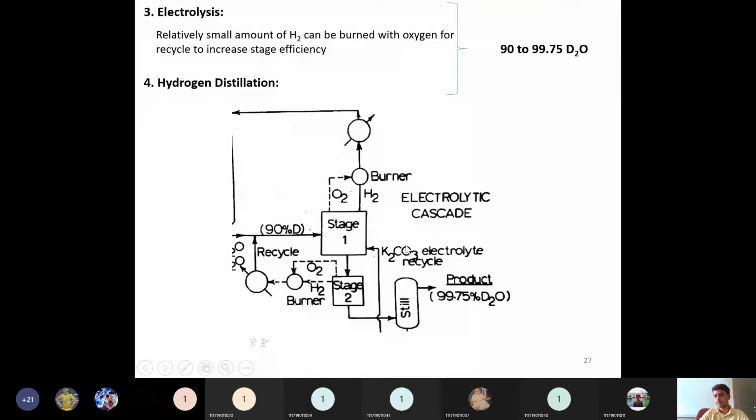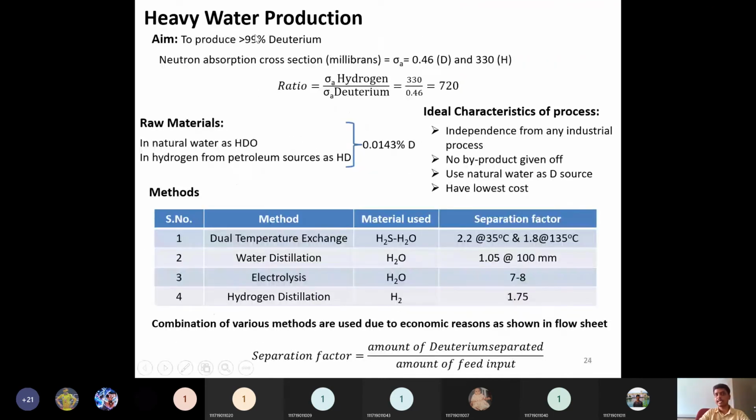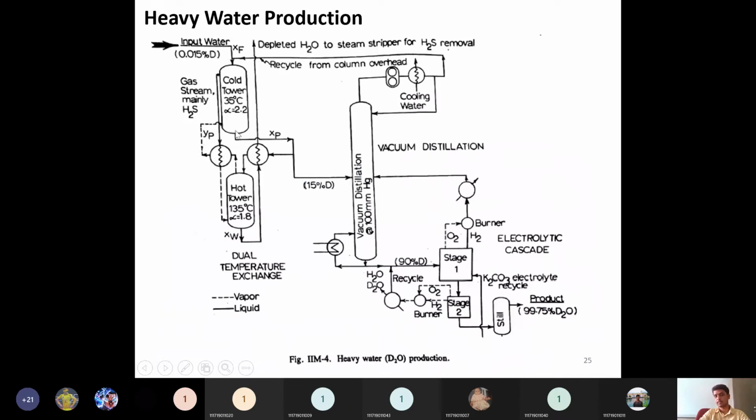The electrolyte which we have used and recycled back is K2CO3. After passing through this simultaneous electrolysis and hydrogen distillation, the final product will contain 99.75% deuterium. Therefore, our aim of producing deuterium oxide of around 99% from 0.0143 or 0.015 percent has been met using this flow sheet. The combination of all these four processes is shown in this single flow sheet.